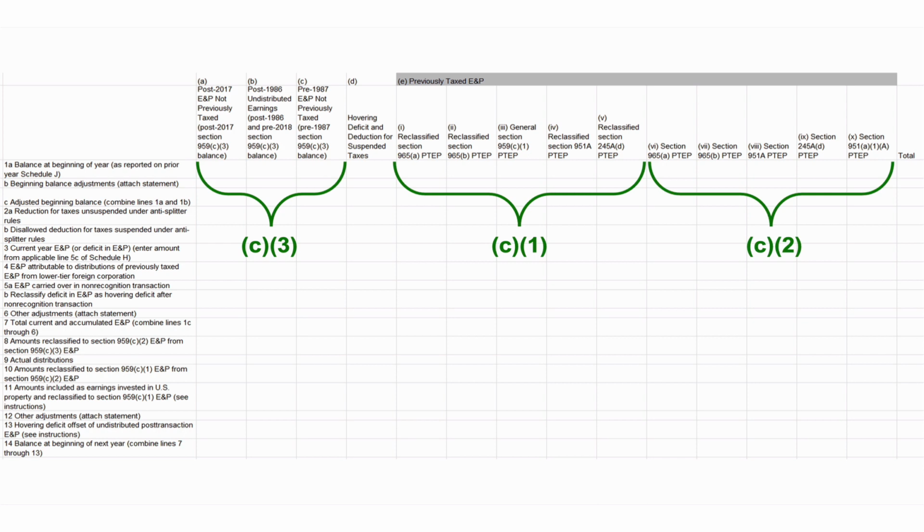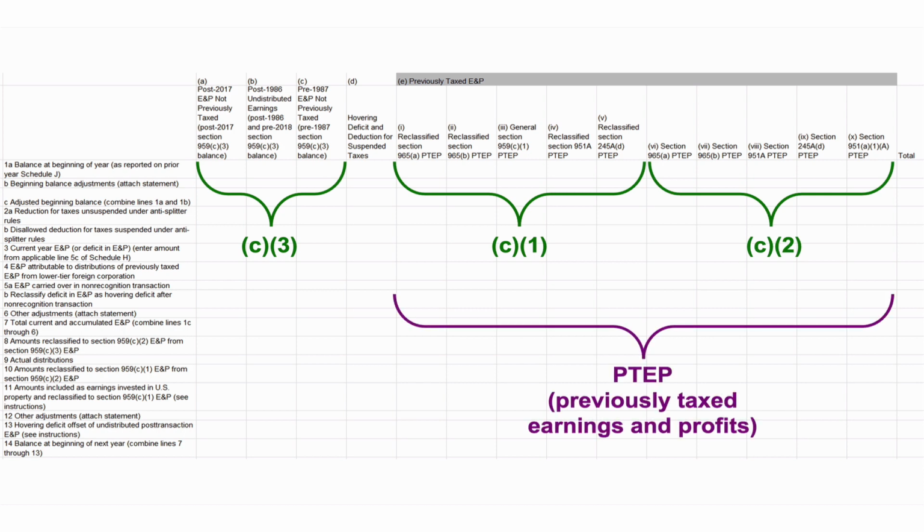C3 earnings and profits have not yet been taxed to the U.S. shareholder. C1 and C2 earnings and profits have previously been taxed to the U.S. shareholder. Thus, the C1 and C2 earnings and profits are referred to as previously taxed earnings and profits, or PTEP.